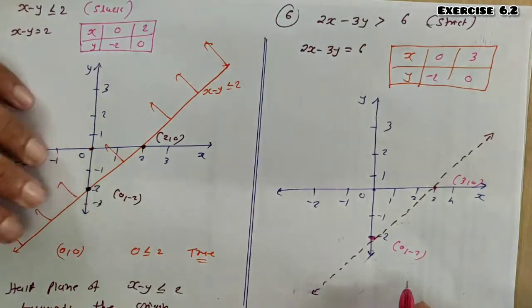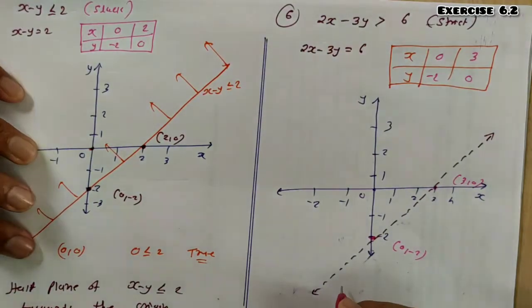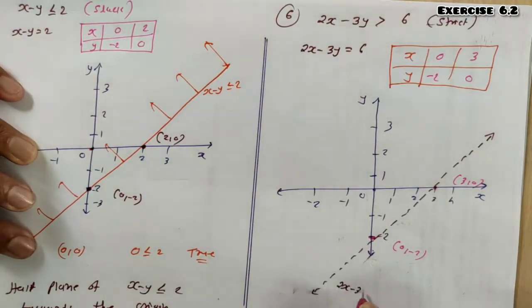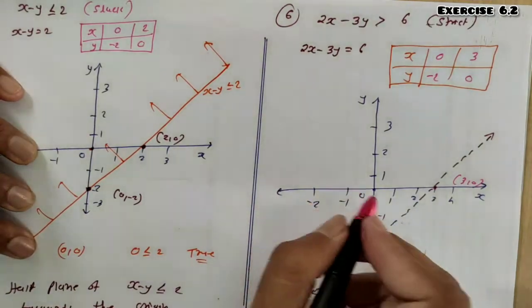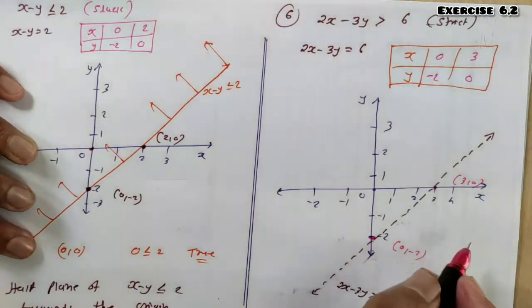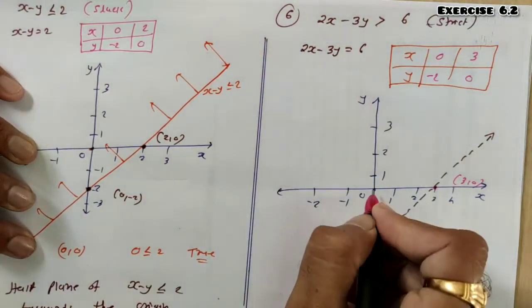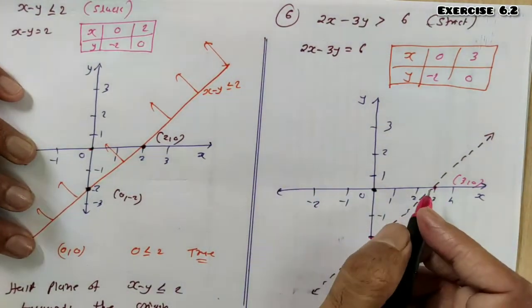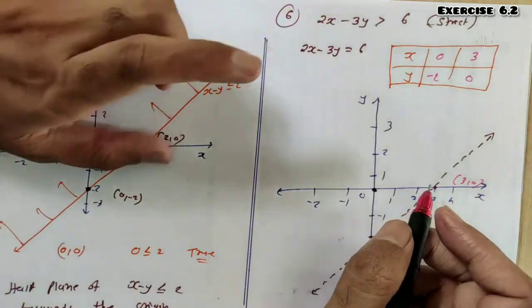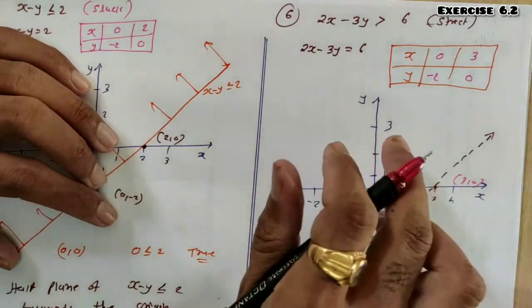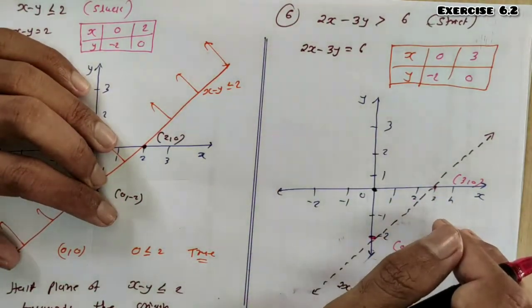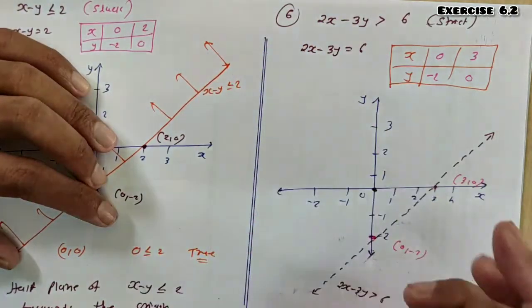So this dotted line divides our plane into two half planes, upper and lower. The upper plane includes the origin and the lower half plane does not include the origin. That is away from the origin. This is towards the origin. So we have to check which half plane. The solution of any linear inequality is a half plane. So here two options are there. Either the upper half plane or the lower half plane is the solution for this given linear inequality.